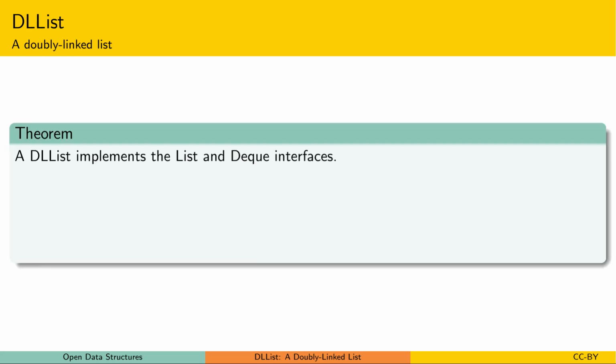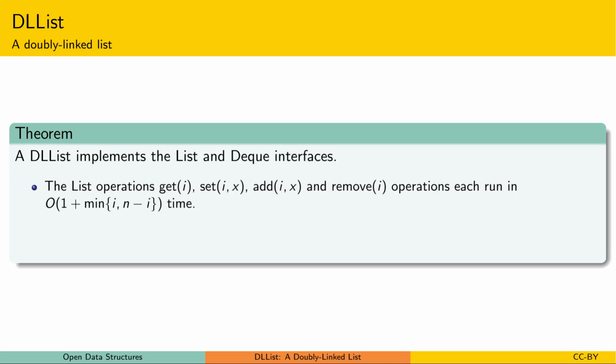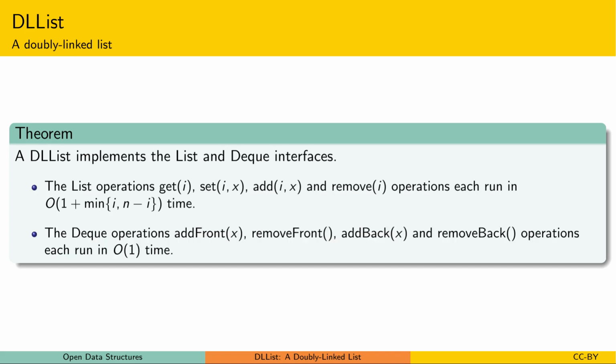To summarize, a DLList implements the list interface so that each of the operations get(i), set(i, x), add(i, x), and remove(i) runs in time O of 1 plus the min of i and n minus i. When we specialize this to the deque interface, each of the operations add front, add back, remove front, and remove back runs in constant time.